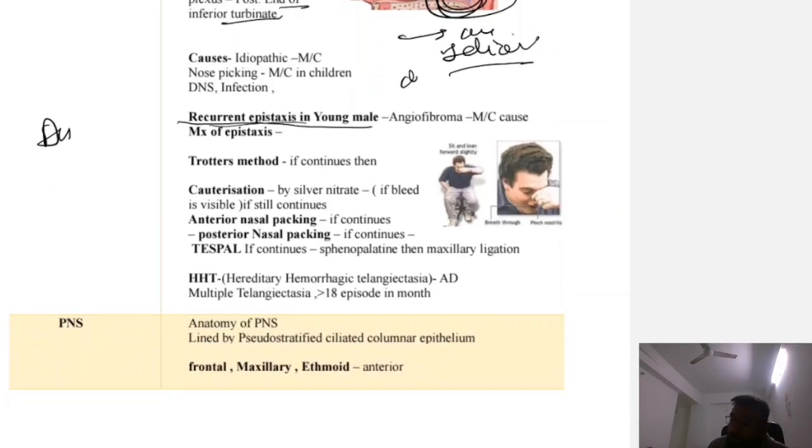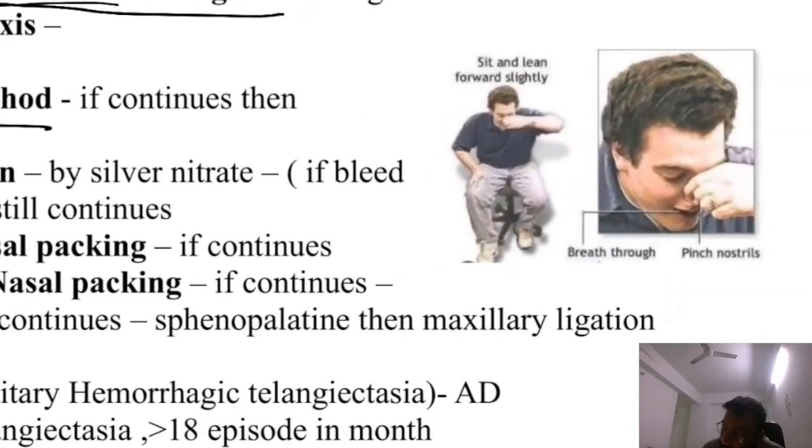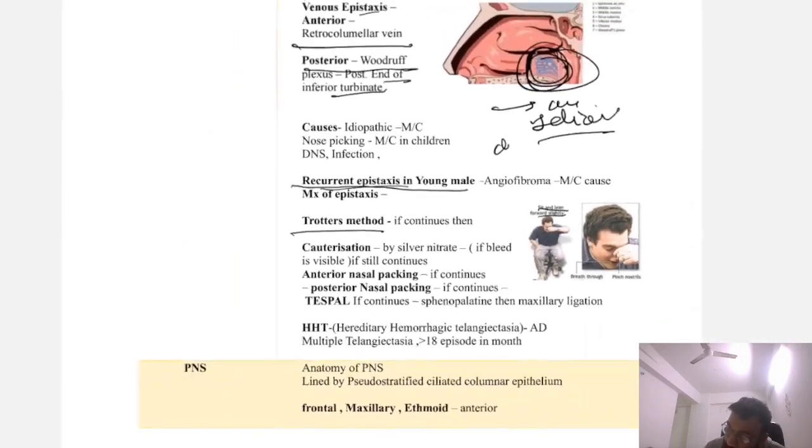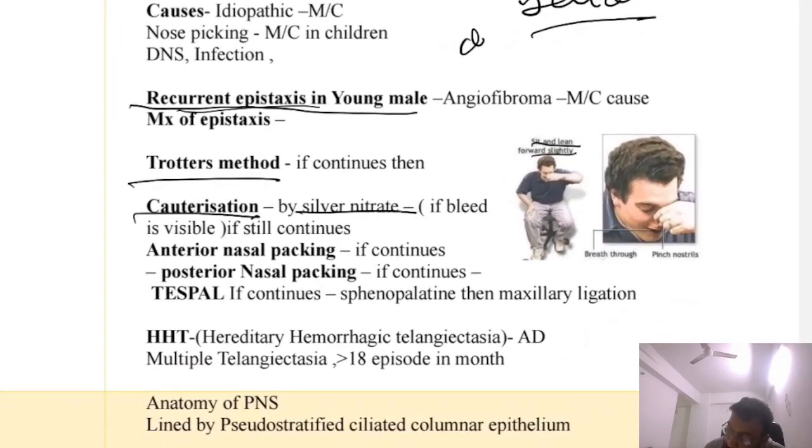So how will you treat a patient of epistaxis? First, by doing the Trotter method. So you can see this is the Trotter method. The patient is sitting and leaning forward slightly. So that is the Trotter method. If it is not relieved, then you have to do cauterization by silver nitrate. If it still continues, then anterior nasal packing. If it still continues, then posterior nasal packing. So in nasal packing the nose is packed. That is anterior nasal packing. If it still continues, then posterior nasal packing. Okay.